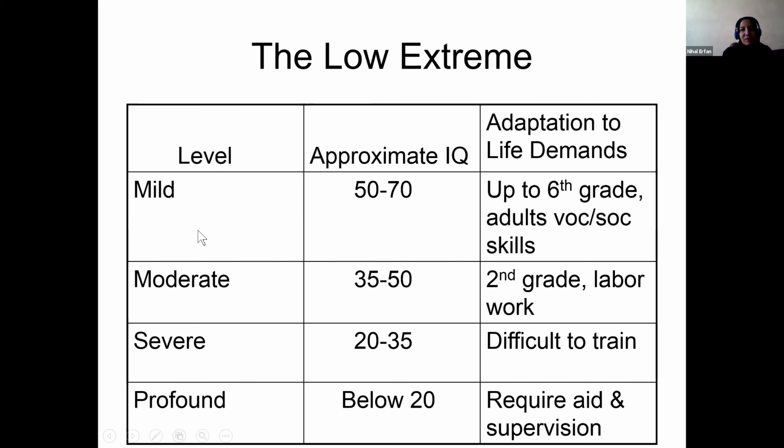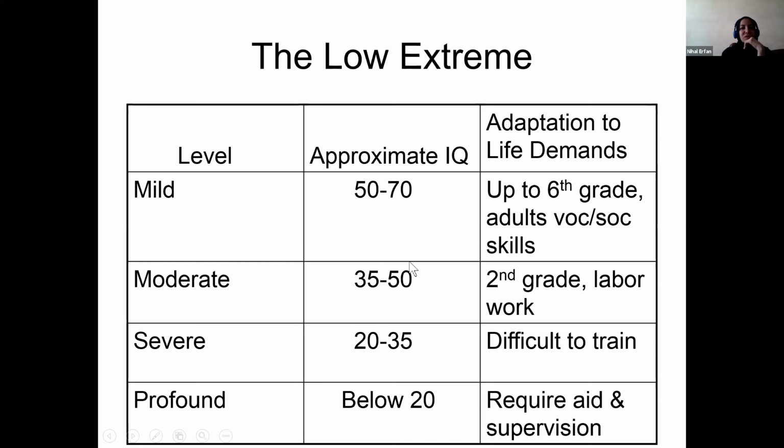So, okay, this is the table. From 50 to 70, you're talking about mild intellectual disability. What that means is that this person can go up to about 6th grade, but they need to focus on vocational or social skills. They can do jobs with vocational help. So if somebody is mildly intellectually disabled, can they get into medical school, for example? The answer is no, because their abilities will not get them that far.